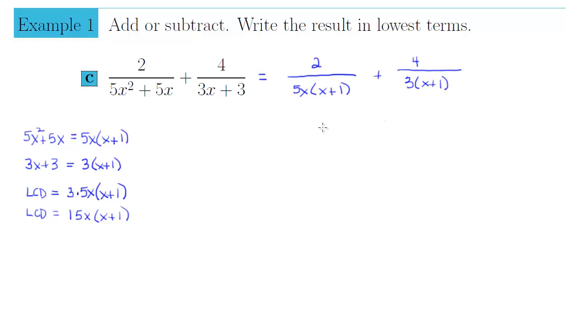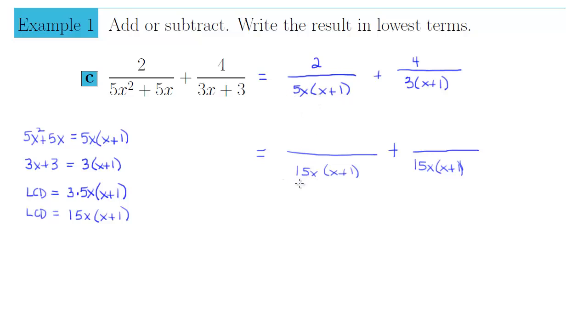We want these two fractions to be changed into equivalent fractions that have our new denominator, our least common denominator, 15x times x plus 1. So we'll have new denominators in both cases. So what is it that we need to multiply by in our rational expressions up here to obtain these new least common denominators? Well, let's see.